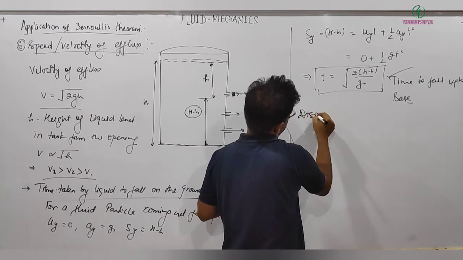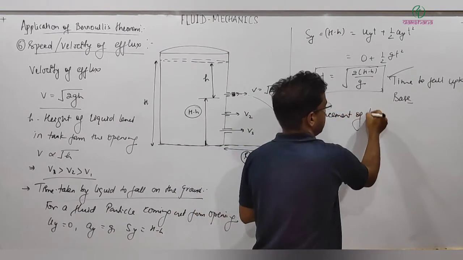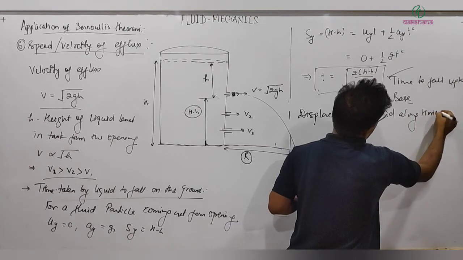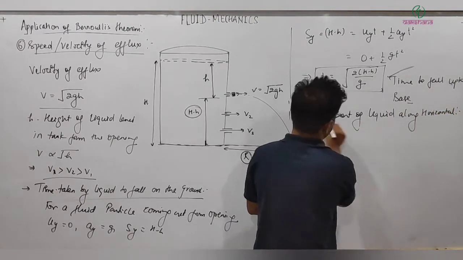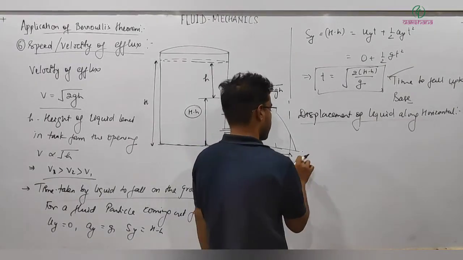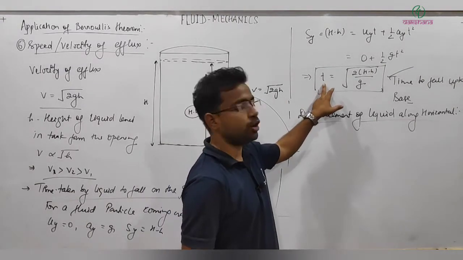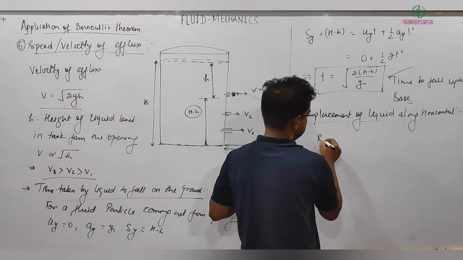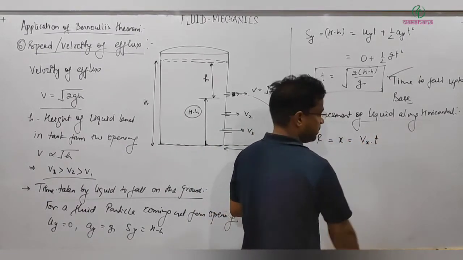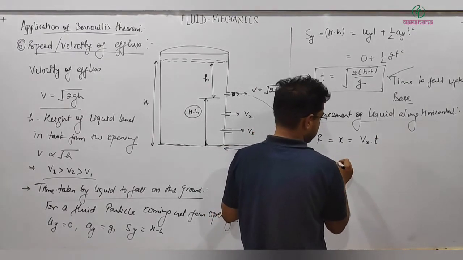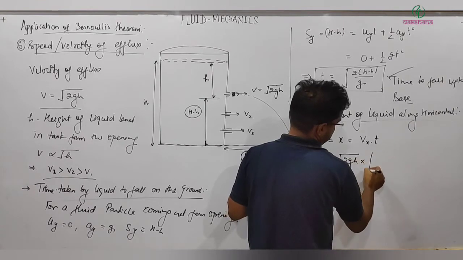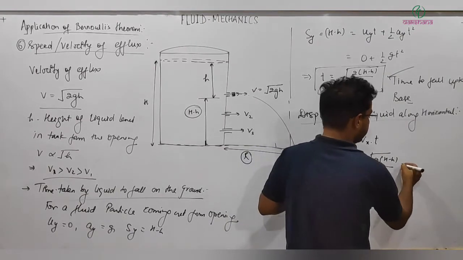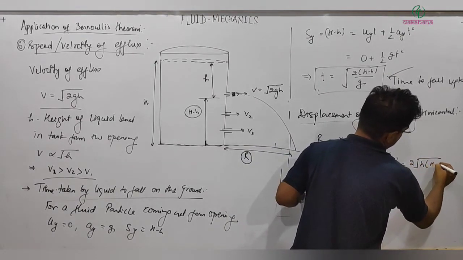So displacement of liquid along horizontal, this can be written as displacement. Here we got how much time it is taking, and what the velocity is, that is vx. So this range R equal to x equal to vx into time to fall, and vx we know is under root 2g small h, and time is under root 2 times capital H minus small h by g. Just multiplying it, we get 2 under root small h into capital H minus small h.